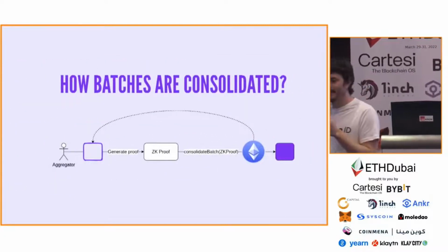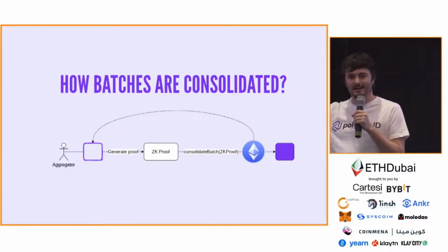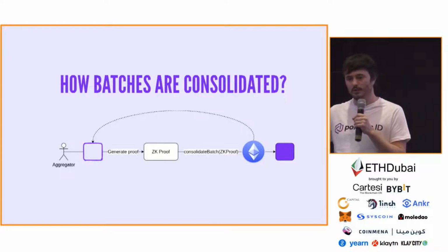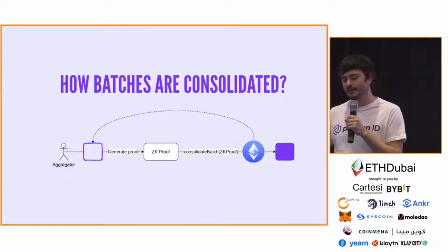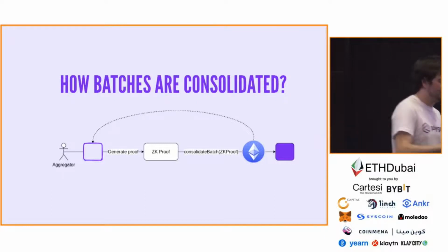Yeah, so how are these batches actually consolidated? Well, again, the batches are on layer 1, so we have a new actor, which is the aggregator, which will synchronize the virtual batches to know which transactions are involved in the proof that has to be generated. And once the aggregator has that, it generates a zero-knowledge proof, and it just sends it to layer 1, to Ethereum, effectively consolidating the virtual batch. So we move from the virtual state to the consolidated state.